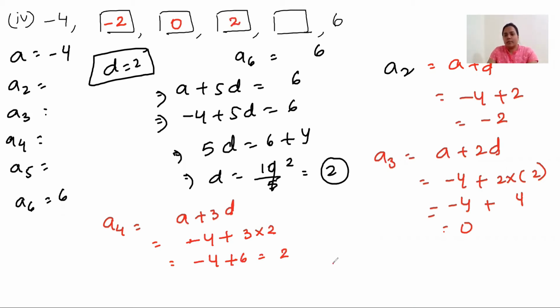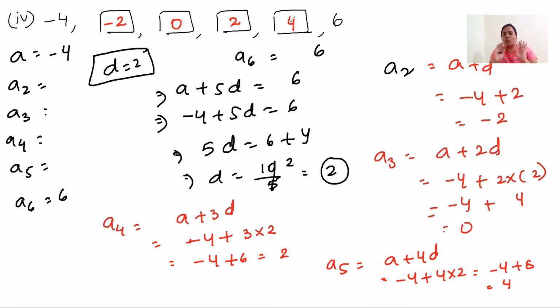Correct? Now we have to find A5 also. So A5 is equal to A plus 4D, minus 4 plus 4 into 2. This is equal to minus 4 plus 8. So we have got all the terms. If A is given and we have to only find D, then one term is needed. Like only one term we know. If we know, we can find the D. But if A is also not given, then we will require two terms to find A and D both.